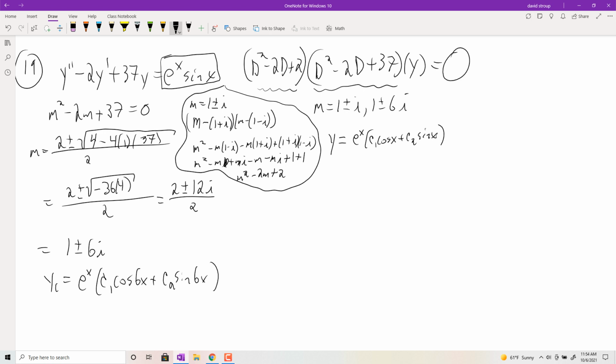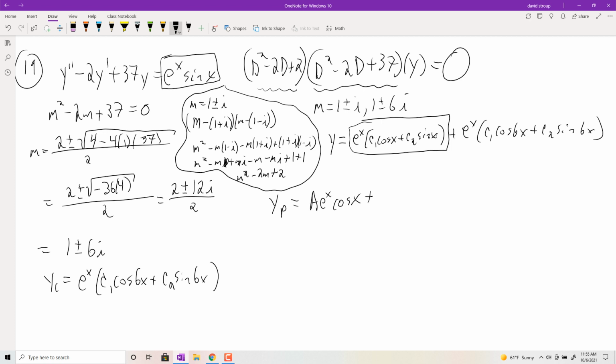And that's going to be the particular part there, plus e to the x times c1 cosine 6x plus c2 sine 6x, right? So the particular part is all of this junk, okay? So y sub p is going to be, and I'm going to distribute in the e to the x, replace the c's with a and b. I get a e to the x cosine x plus b e to the x sine x.